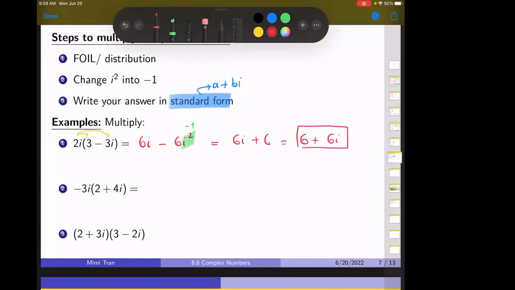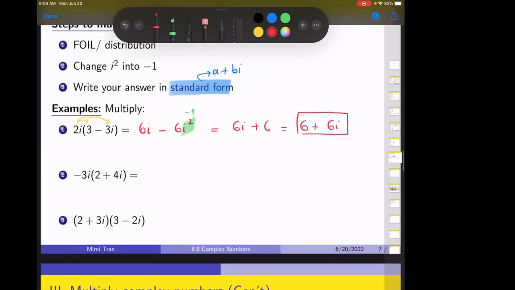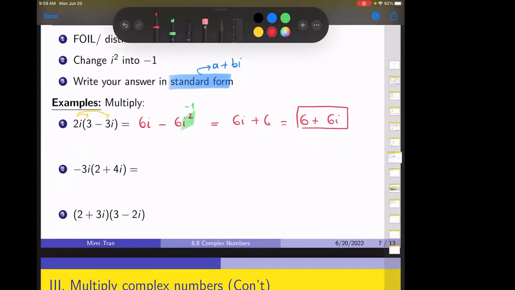Tell you what, whenever you see an i squared, you just change the sign in front of that number and get rid of i squared. The square gets rid of the i. But then you have to change the sign, because i squared is negative 1. So if you have a negative times some sign in front of it, it's going to change the sign, right? So whenever you see i squared, just change the sign in front of that number. Get rid of the i squared. You guys try number 2.